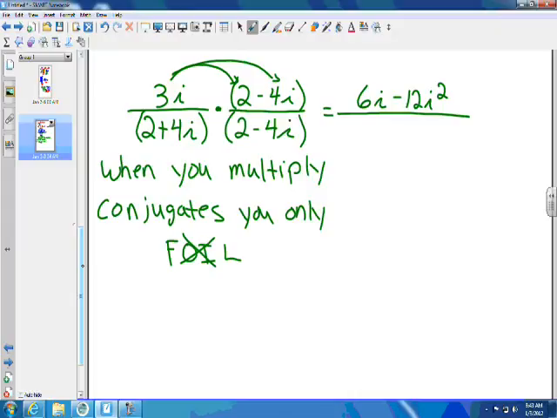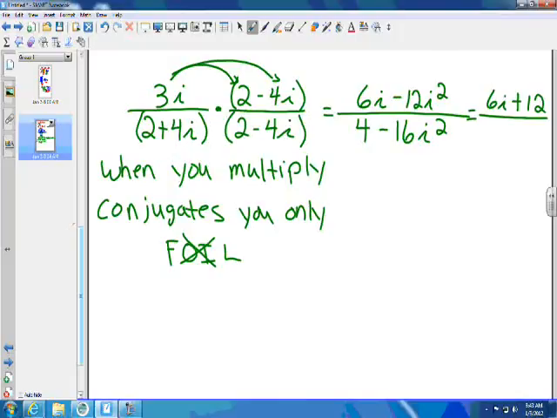So doing that, 2 times 2 here would give you 4, and then multiplying the last term, 4i times negative 4i, what would that be? Negative 16i squared. So on the top then, instead of having minus 12i squared, what would we have? It would be positive 12 because i squared is negative 1. So you'd have 6i plus 12.